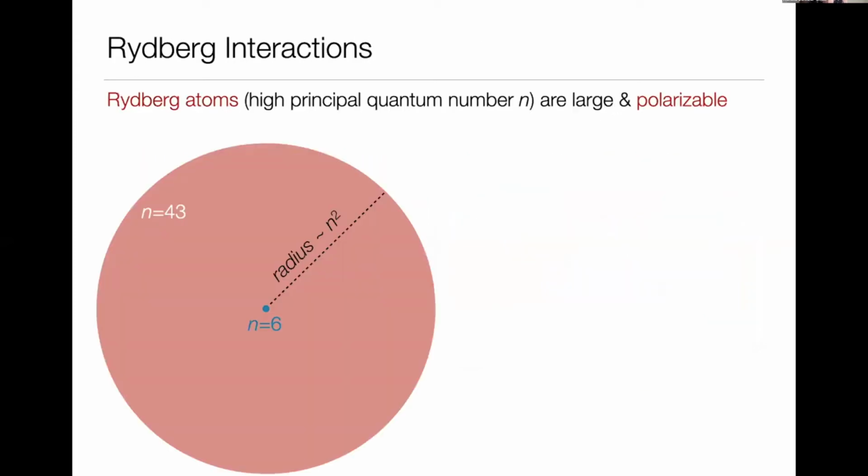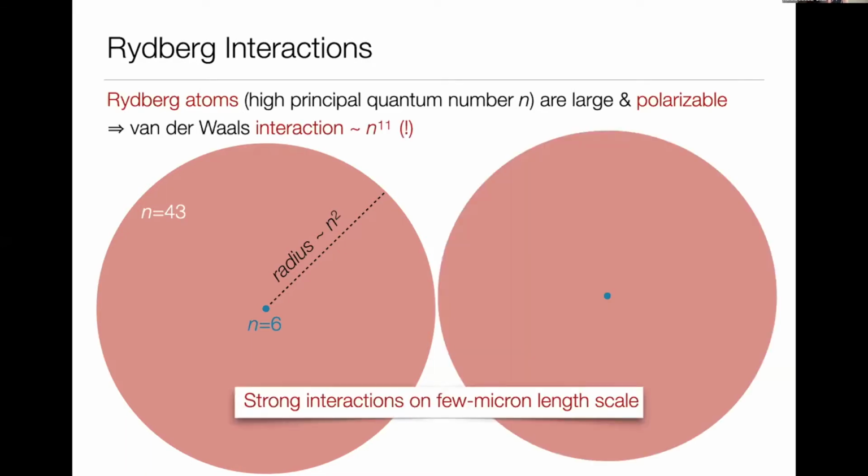So the basic approach is to start with, in our lab, cesium atoms. The blue dot here shows an illustration of the ground state of a cesium atom. And if I couple this atom to a Rydberg state, say of principal quantum number 43, this is a scale drawing showing how much bigger it gets. The radius goes as n squared, and the van der Waals interactions between these atoms actually scale as n to the 11th power. So this is what allows you to get very strong interactions on a few micron length scale.